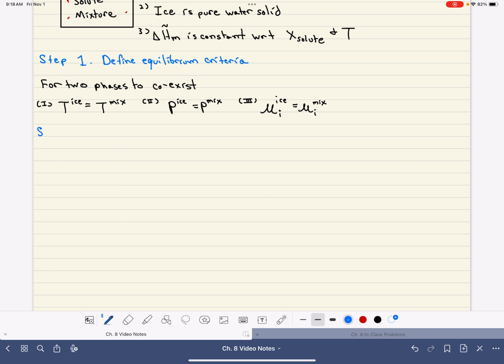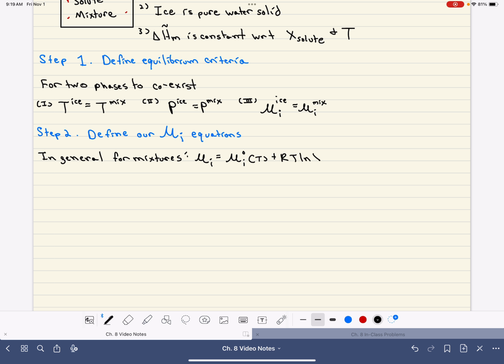And then the second step is we need to define a model to describe our chemical potentials. In general, if you're dealing with a mixture, the chemical potential mu_i can be described like this, where you have your standard state chemical potential plus an RT ln x_i term, that essentially accounts for the entropy of mixing.